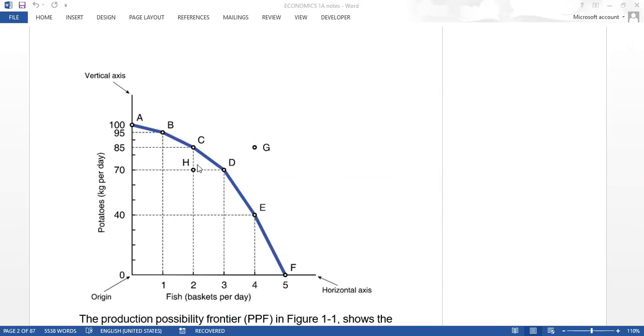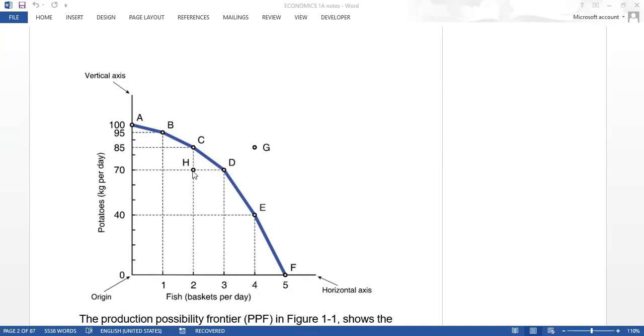Point H simply refers to a level of production that is taking place at this particular point. And at point H, like I stated, production is taking place, but it is inefficient because we are not producing along the maximum potential that we have. The maximum potential is denoted along the boundaries of the production possibility frontier. If you're producing at point H here, this is regarded as an inefficient position because you're not using all of the available resources that you have at your disposal.